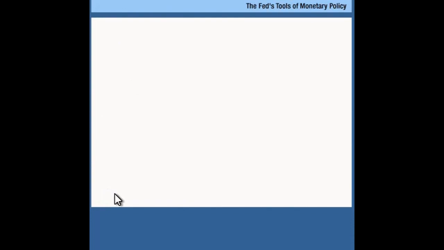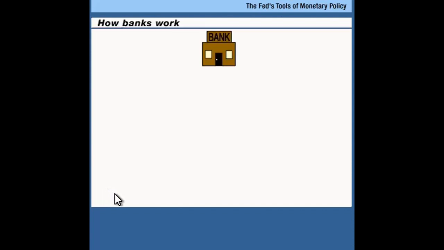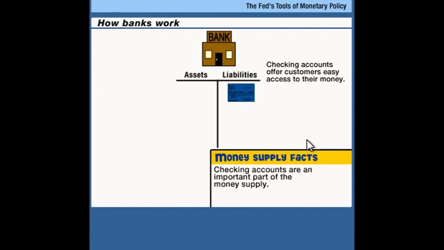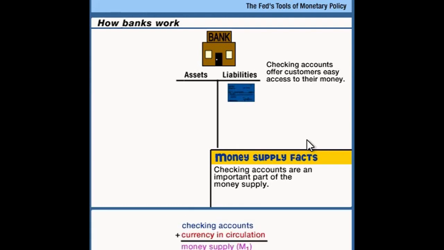Banks attract money from customers by offering them the convenience of easy withdrawal. That is, you put money into a bank, into a checking account, so that you can spend it when you go shopping. Now, checking accounts are important, and the Fed keeps tally on how many checking accounts are out there and how much money is in them, because this is an important part of the money supply. If you take checking accounts and you add them to the currency that's in circulation, you've got the money supply, M1. And the Fed watches that money supply, because if it gets too big, we could have inflation. If it gets too small, we might wind up with a recession.